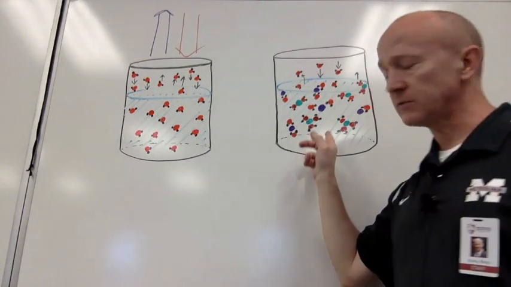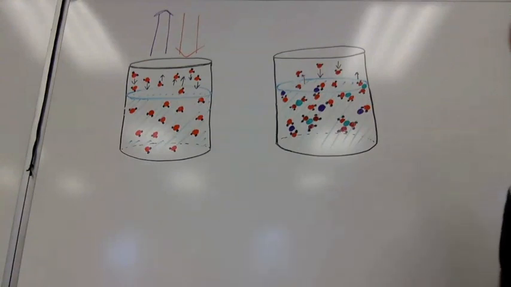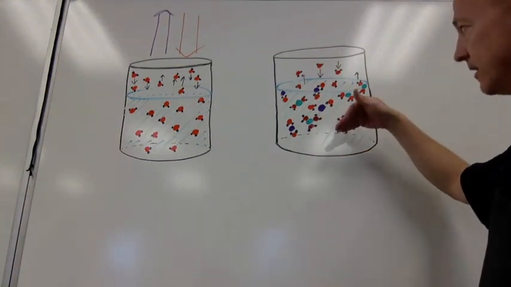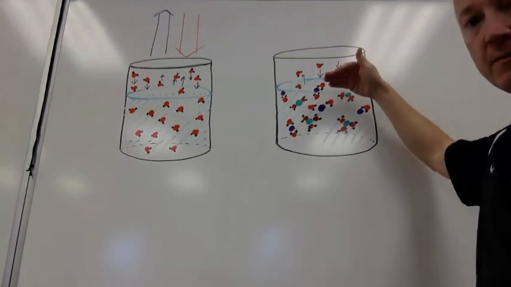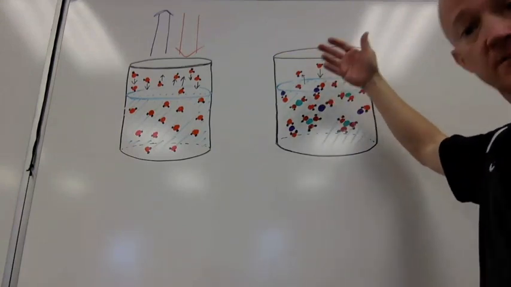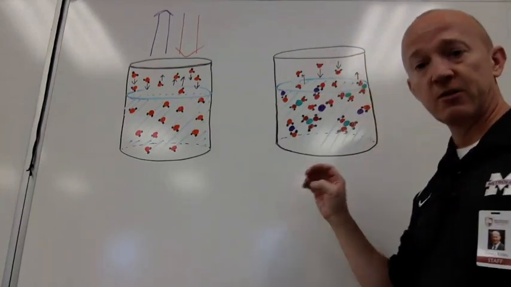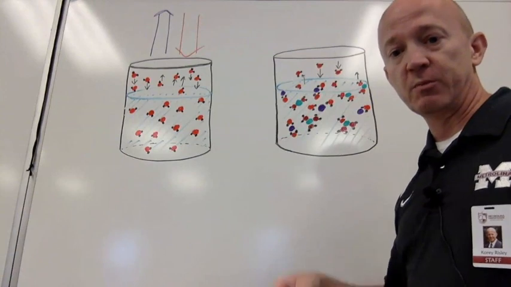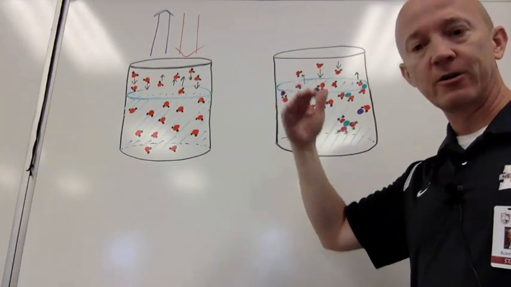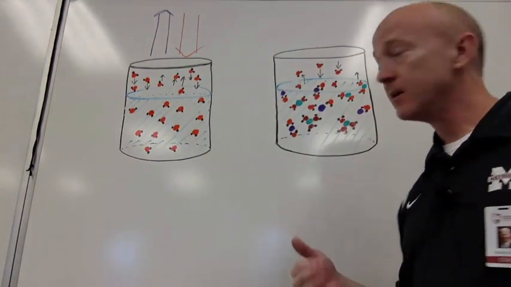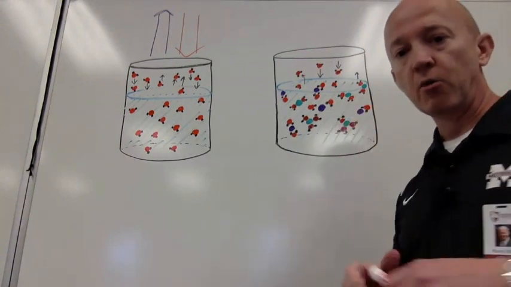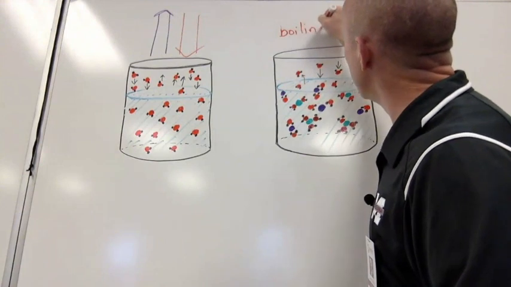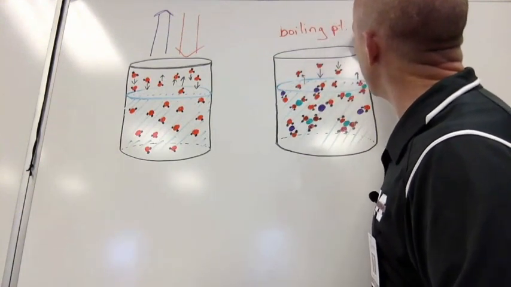So coming back over here, if we put a solute into that solvent such that the water molecules have a harder time of getting to the surface, it stands to reason that they're going to require more kinetic energy. And the more kinetic energy we put into it, that means the higher the boiling point is going to be. So therefore, we call this boiling point elevation.